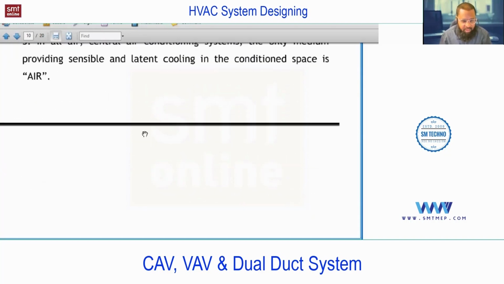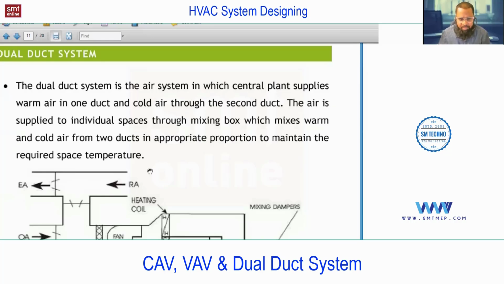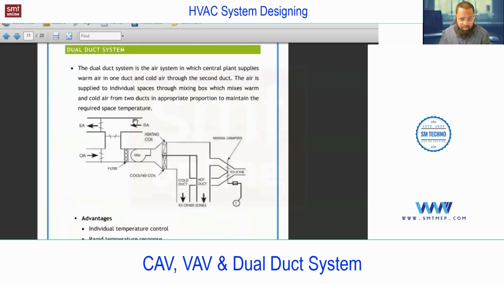Next we have a dual duct. So the name will give you some idea. Very simple concept. Dual duct means two ducts, right? One is to supply the cool air and one is to supply the hot air. Starting with the return air from the spaces, some air is going to exhaust, equal to what? Equal to fresh air.